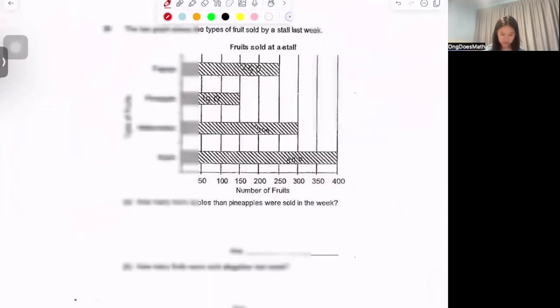Next, the bar graph shows the types of fruits sold by a store last week. How many more apples than pineapples were sold in the week and how many fruits were sold altogether? So whenever we have a bar graph, we have to label our bar graph.